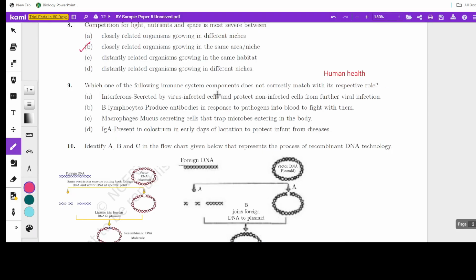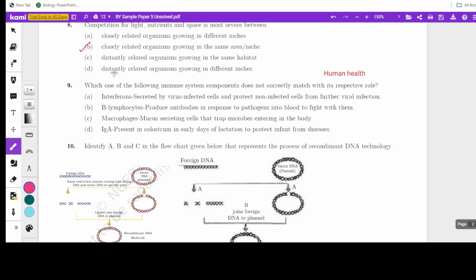So what was the question here? Which of the following immune system components does not correctly match? So first one, interferon secreted by the virus-infected cells and protect non-infected cells from further viral infection. So it is matching. So this first statement is correct. We have to find the incorrect statement.